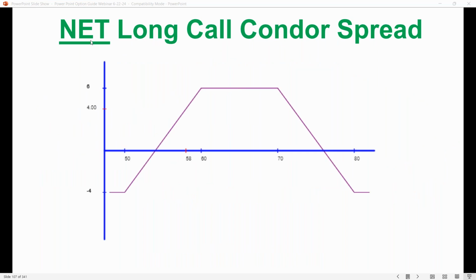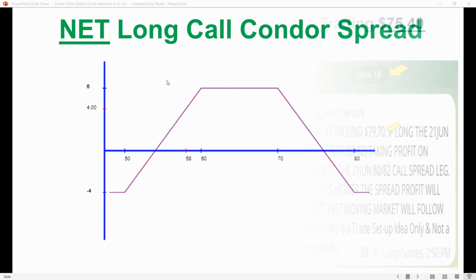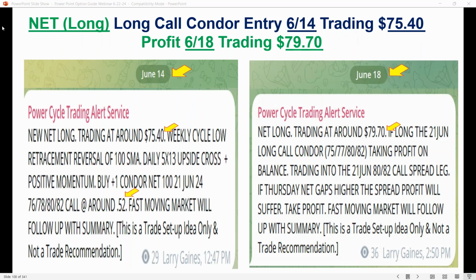And then here's one that we did, this was recent. This was a long call condor on NET. This turned out pretty good. This was on the 14th. It was trading at 75.40. So here was new net long, weekly cycle low retracement.